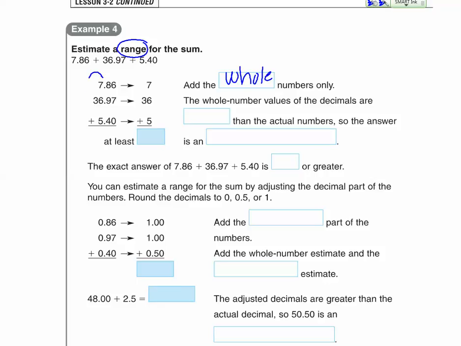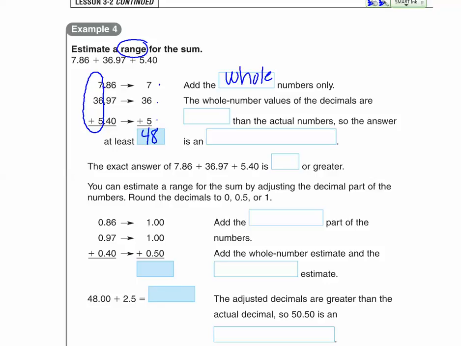So here we rewrote our numbers vertically. We lined up our decimal places. Great job. And we're going to focus solely on the whole numbers right now. So we have 7, 36, and 5. So 7 plus 36 plus 5 is 48.